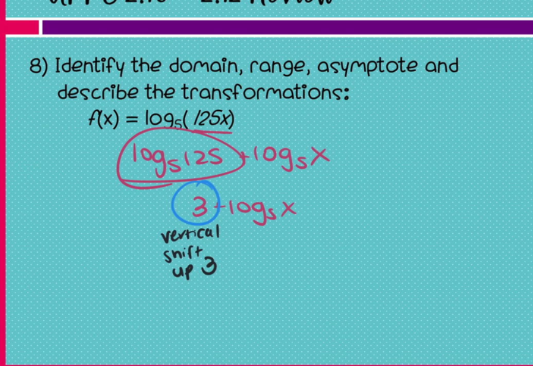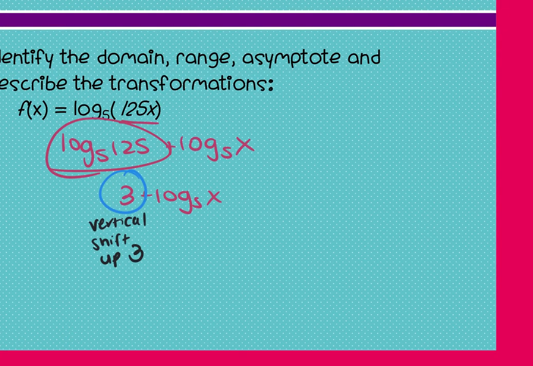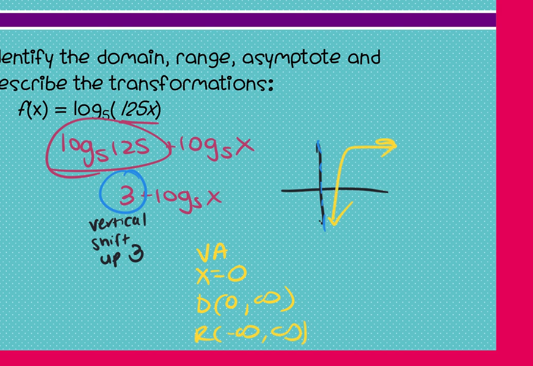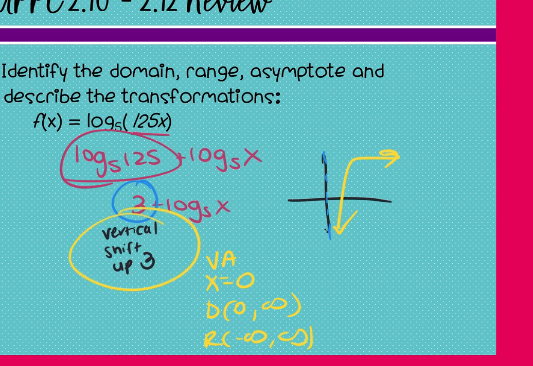You have to be more specific than that because it could be a vertical dilation or compression. So it has to be more specific than that. And then if it's just up 3, that means my vertical asymptote is at x equals 0. My domain is 0 to positive infinity. My range is negative infinity to positive infinity. It would go up like that, somewhat to the right 3. So you can't just say horizontal compression.